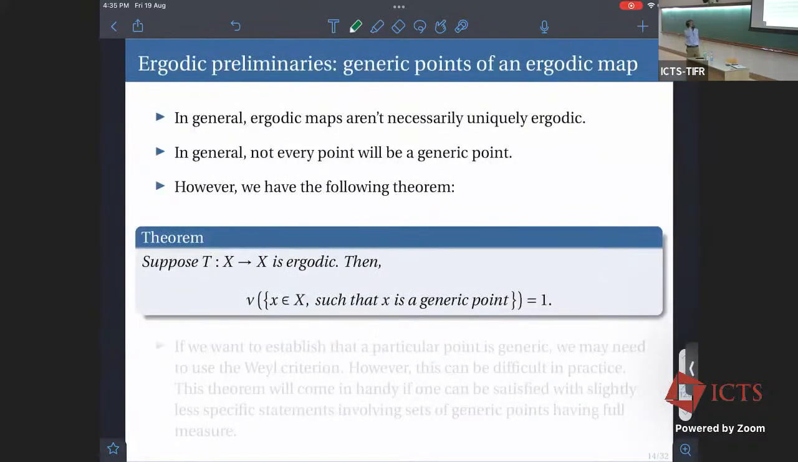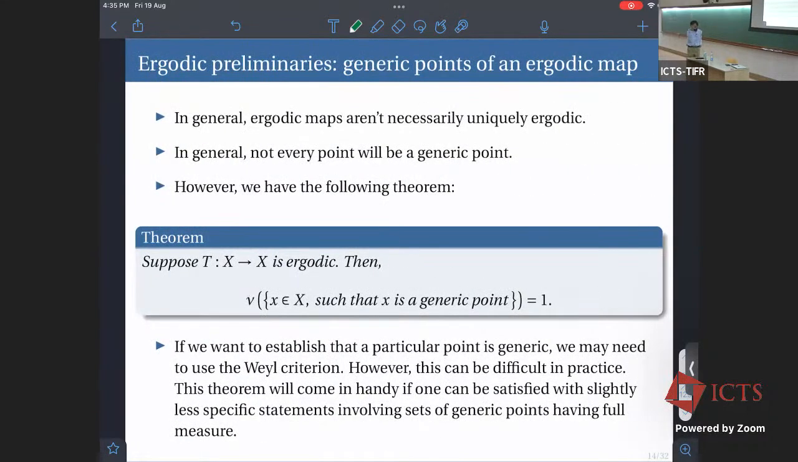But then we have this sort of folklore theorem in ergodic theory that if you have a self map on a compact space, a dynamical system, and it turns out to be ergodic, then the set of generic points has full measure. So nu is this probability measure, and the set of generic points has full measure.